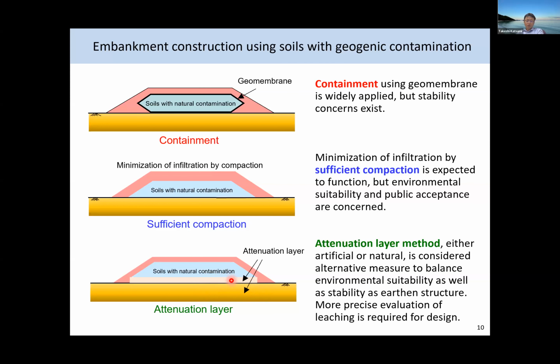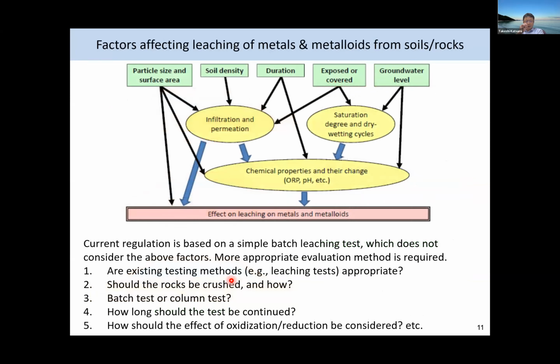Okay. So for considering the leaching values, we have to consider the factors affecting the leaching of the heavy metals or metalloids from the soils and rocks. For example, particle size and surface area, soil density, which might influence the hydraulic conductivity and infiltration. And duration is also an issue which might change the chemical situations, for example, ORP or pH values, and exposed or covered, and groundwater levels. So these factors might affect the infiltration, permeation, saturation degree, dry and wetting conditions, and chemical properties. And as a result, leaching might be affected.